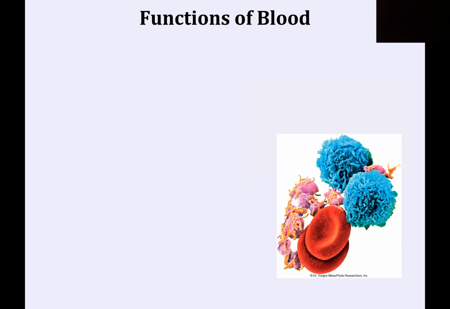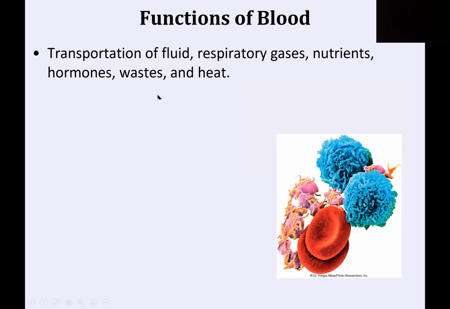the functions of blood: transportation of fluid, respiratory gases, nutrients, hormones, waste products, and heat. All of that is one function: transportation. It's a highway system throughout the body. I think they estimate there's like 60,000 miles if you count up all the blood vessels. So it's a distribution center. Distribution pathway. You can dump things in there and they come out.